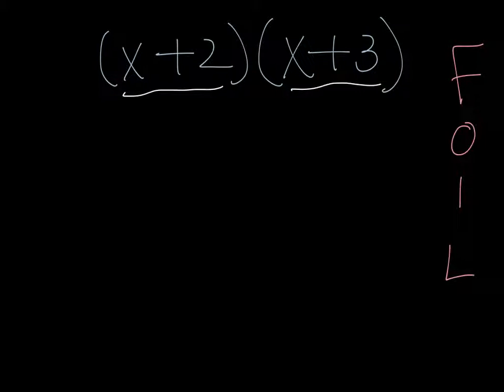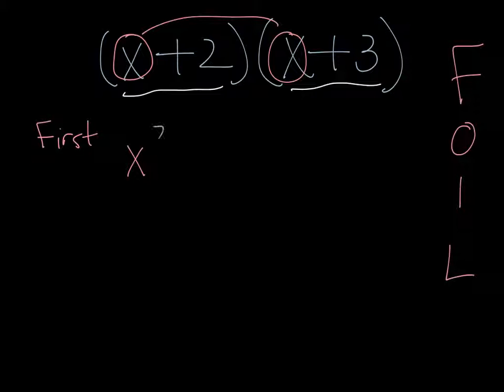and here's what it stands for. F stands for first terms. So when I say first terms, I'm going to multiply the first term in each parentheses times each other. So when I take x times x, that is x squared, because you add the exponents, x to the first times x to the first, 1 plus 1 is 2.